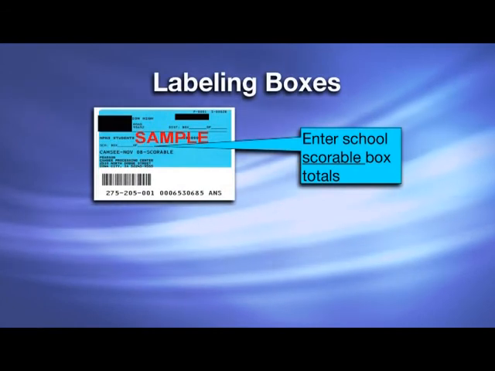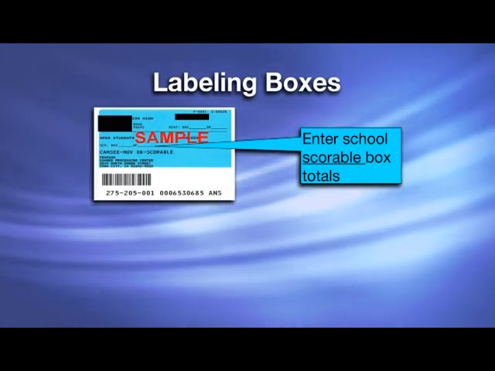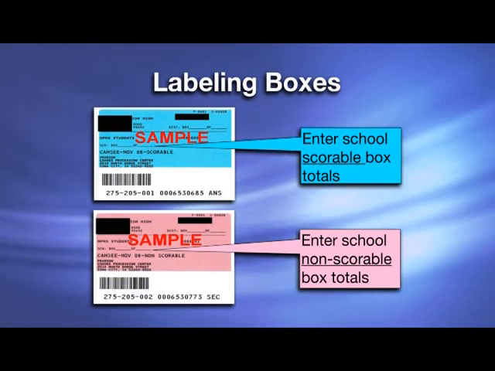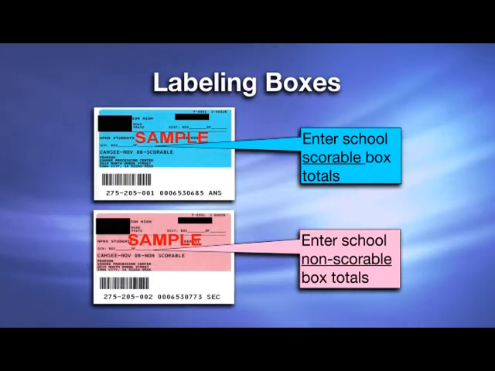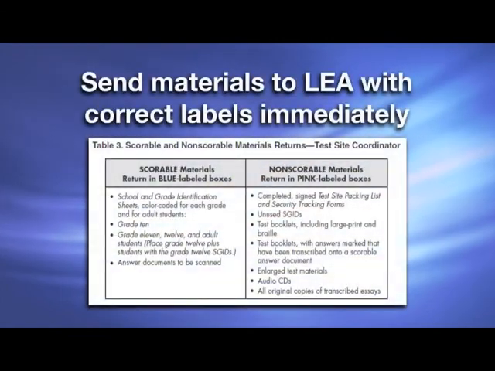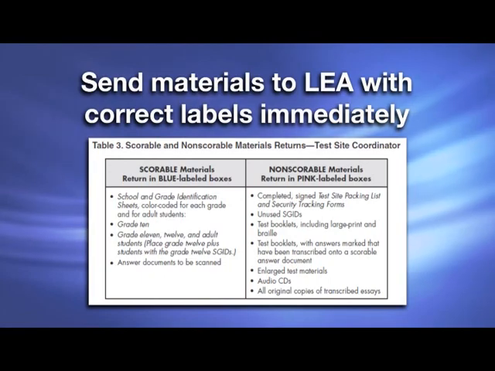Place blue shipping labels on boxes with scoreable answer documents. Pack the test booklets, audio CDs, and other non-scoreable materials in boxes with the pink labels. Send your boxes to your LEA CAHSEE coordinator for consolidation and return to the CAHSEE Processing Center.